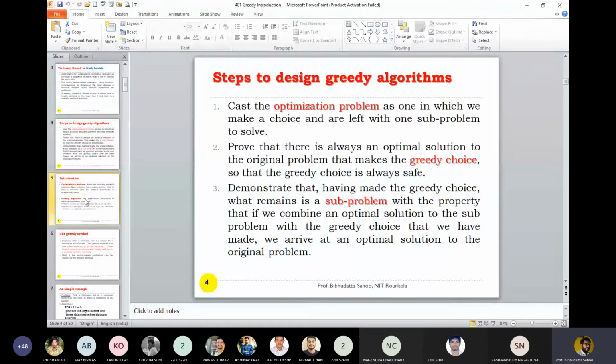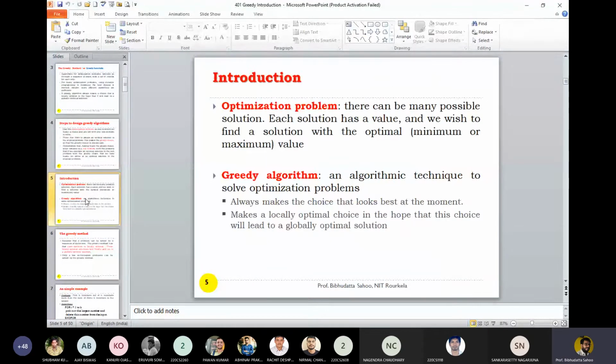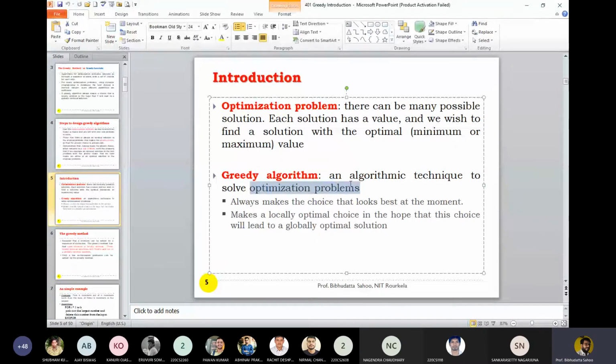So looking into that property, we term this selection as the greedy choice property. It is in general applicable to optimization problems. So what is the greedy algorithm, the algorithmic technique to solve an optimization problem? We summarize it: it is in general applicable to optimization problems.